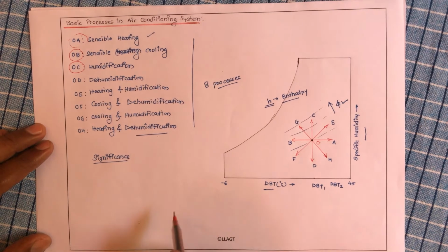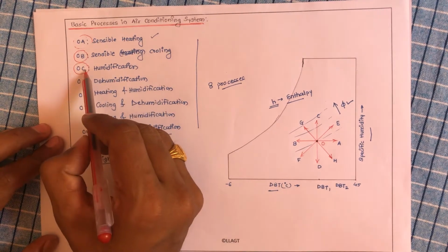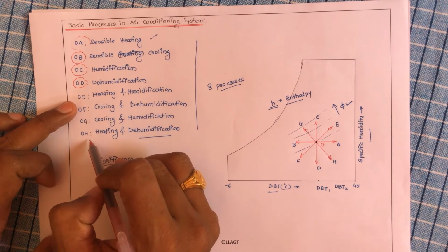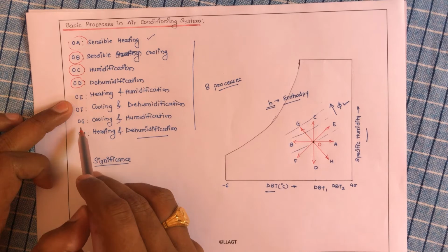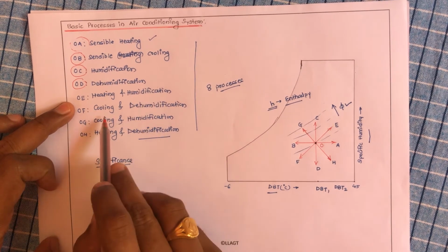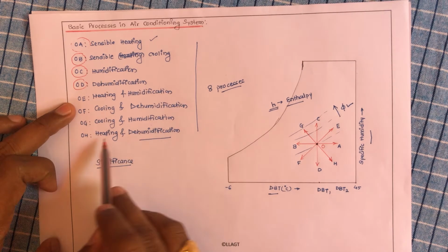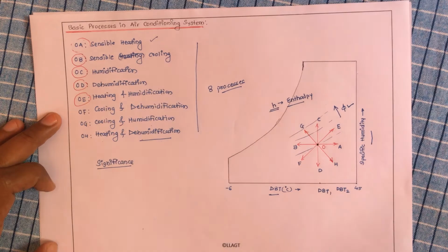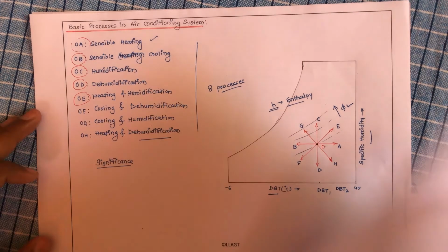Up till now we have covered OA, OVA, OC as well as this OD, that is dehumidification. In forthcoming lectures we will complete OE, OF, OG and OH, or we can say heating and humidification, cooling and dehumidification, cooling and humidification, and heating and dehumidification. So let us start with heating and humidification.